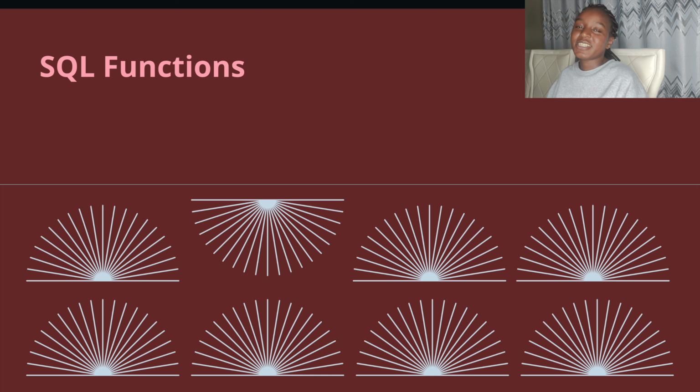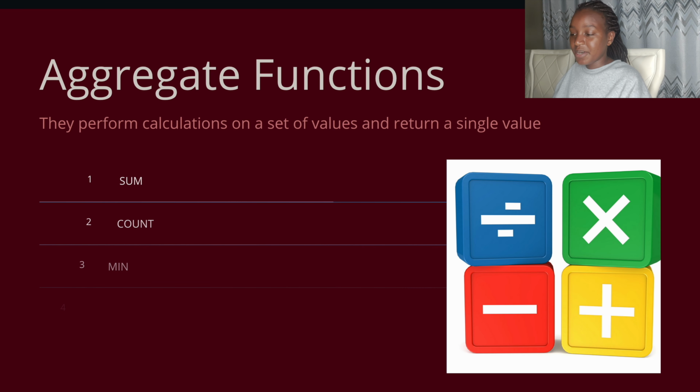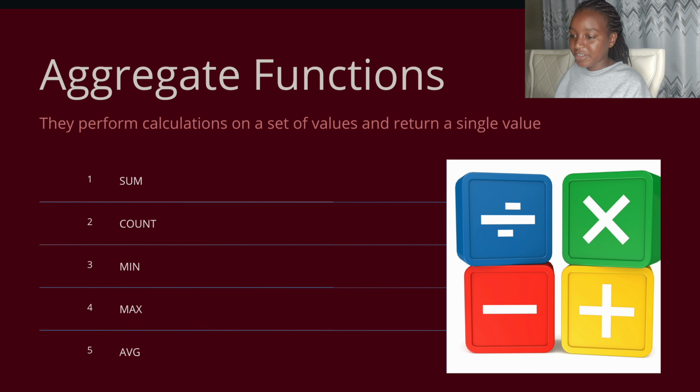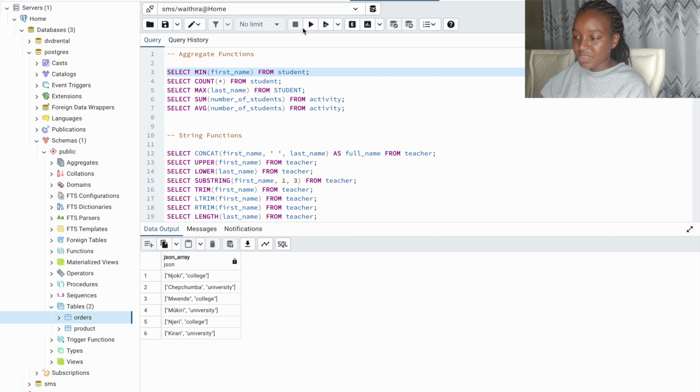So we've heard of terms like aggregate functions. I've covered them in a previous video, but let's look at them in a more in-depth way. So let's look at SQL functions. We have covered aggregate functions, so I won't do much on them, but they perform calculations on a set of values and return a single value. Examples are sum, count, min, max, and average. I'll just run some of these.